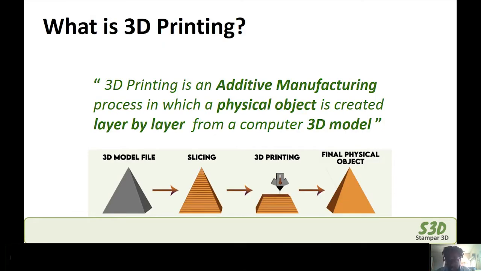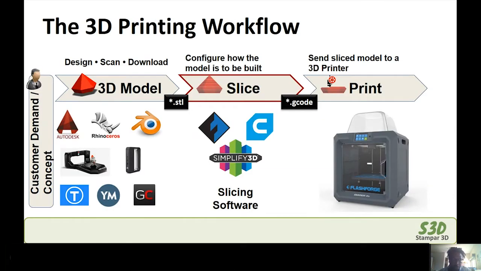Now, what is additive manufacturing? What's the technical definition? So what is 3D printing? 3D printing is an additive manufacturing process in which a physical object, so that's the end goal, is created layer by layer from a computer 3D model. You must always start from a computer 3D model, and then you form it layer by layer until you get your physical object. So let's just talk through the workflow.